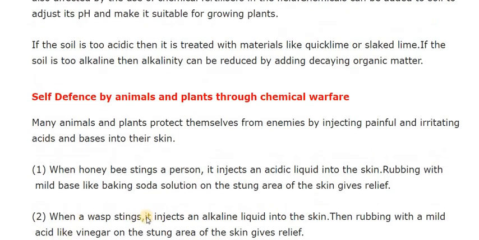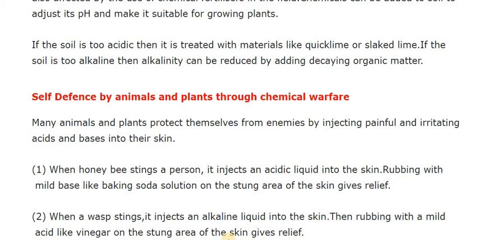When the wasp sting is injected as an alkaline liquid into the skin, then rubbing with a mild acid like vinegar on the sting area gives skin relief. Another point that we have to add is acid rain.